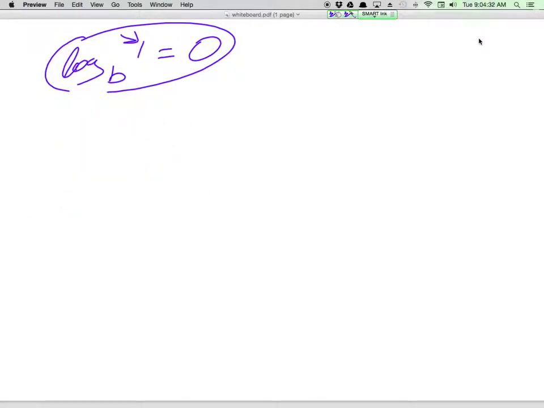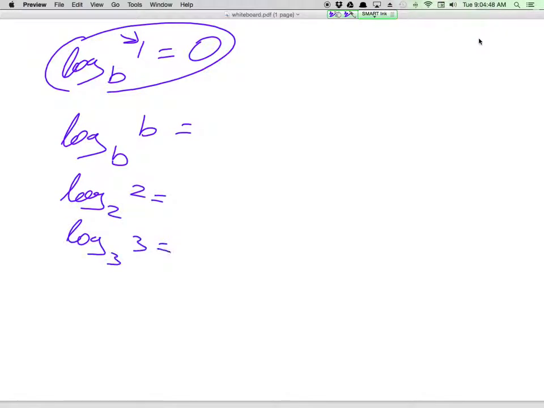Second one. Okay, this right here will always be true no matter what the b is. So what this is saying is, if I have log base 2 of 2, or I have log base 3 of 3, or log base 4 of 4, all of those will always equal the same number. And what will that number be? 1. That number will be 1.